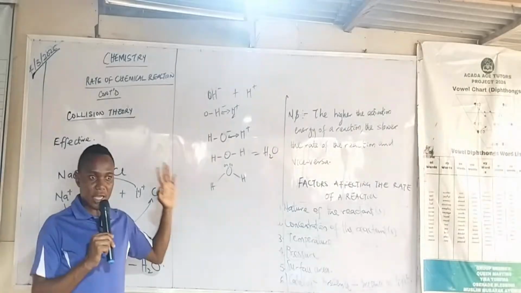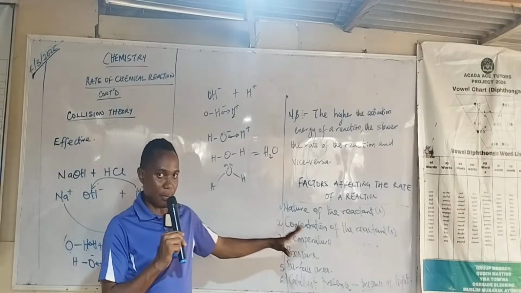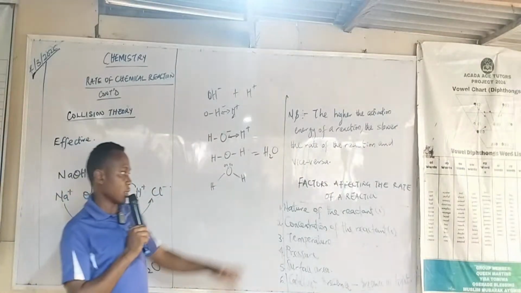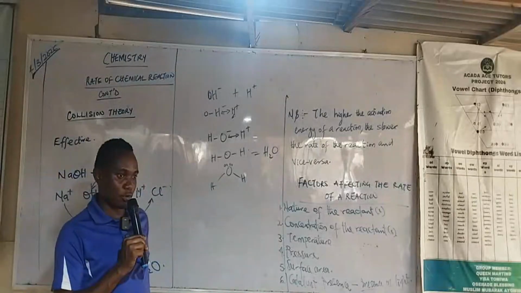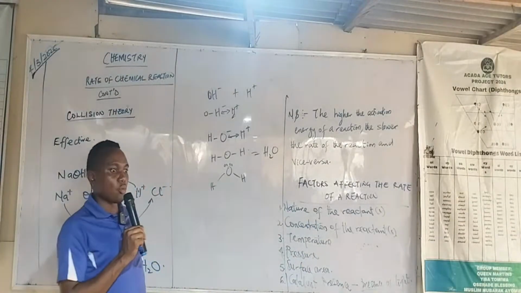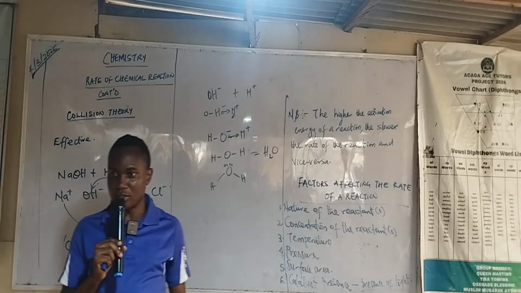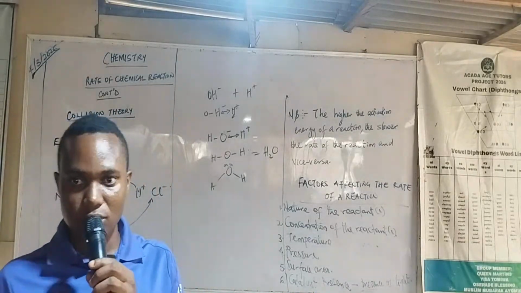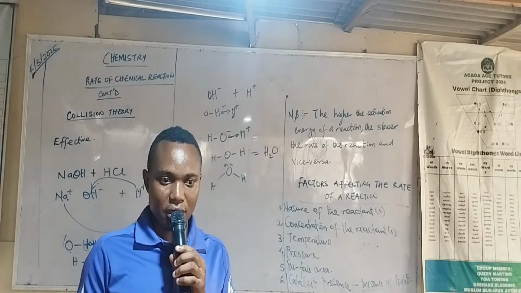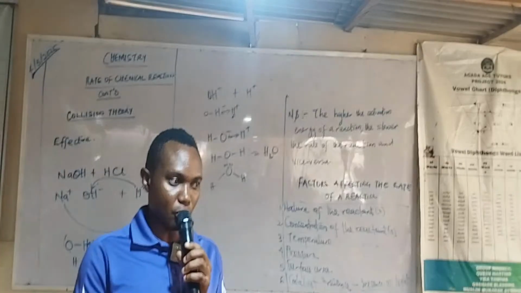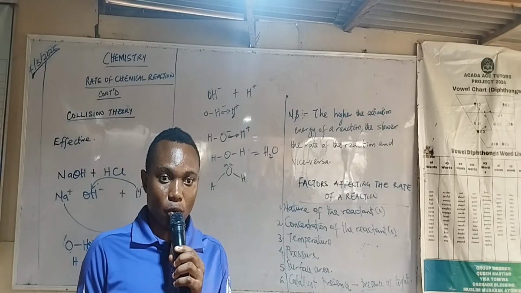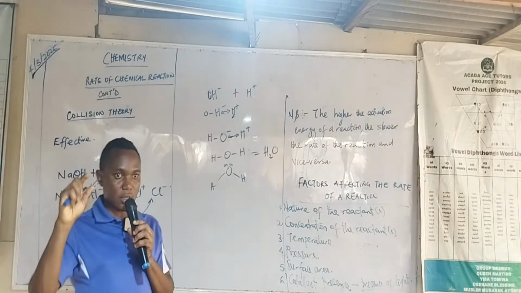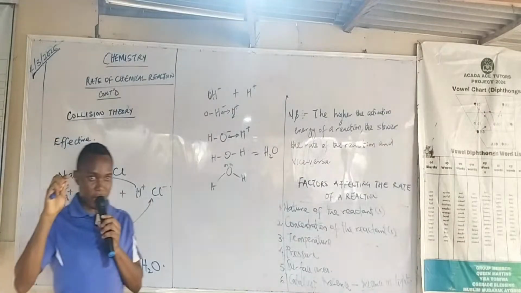Now let's explain all this, how this actually affects the rate of chemical reaction in practical terms. In practical what? Terms. Nature of reactant. When we're talking about nature of reactant, we are simply talking about the state of matter of those particular particles or reactants involved. What is state of matter? What are the states of matter that we have? Solid, liquid, and gas.